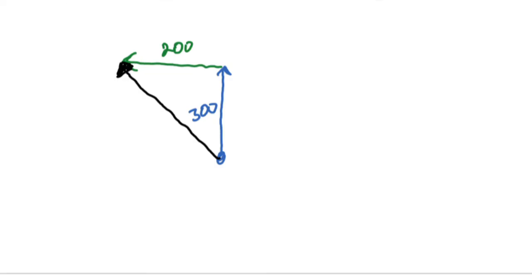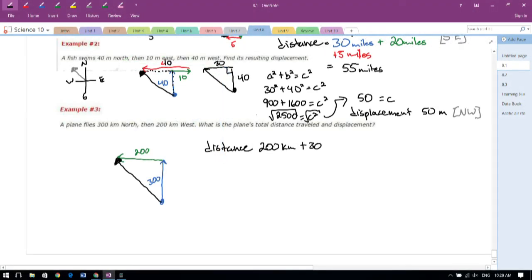Let's start with our distance. Distance doesn't have a direction associated with it. It is just how far you went. So if I went 200, I mixed those up, I suppose. I should have probably written the 300 first, but I went 300, then 200. My distance is going to be 500.